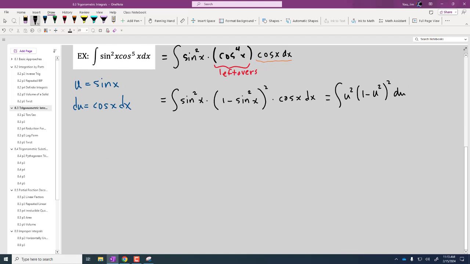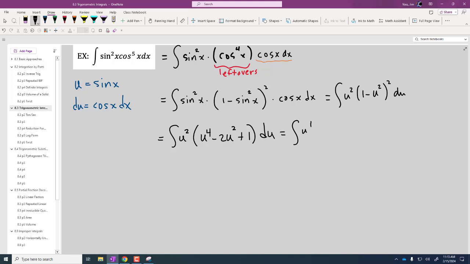All right, any questions up to that point? The rest is just basic algebra. The heart of it is done. Now we have to do our algebra. We have to be able to FOIL. So we get u to the 4th minus 2u squared plus 1 du. And then we distribute. When the algebra is done, we have that. Integrate. Now that's easily integrable, and then we just have to back substitute.